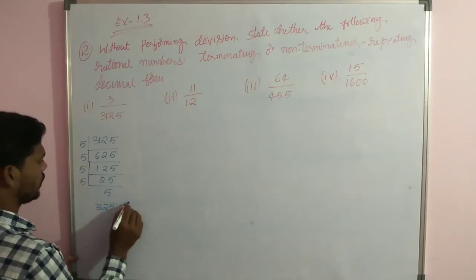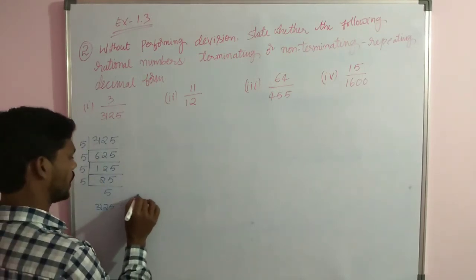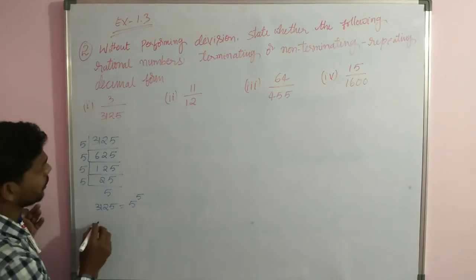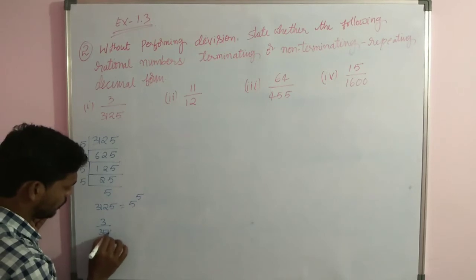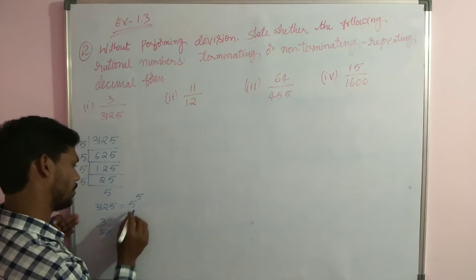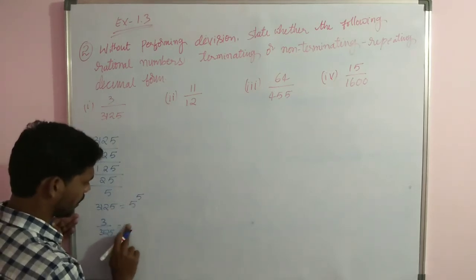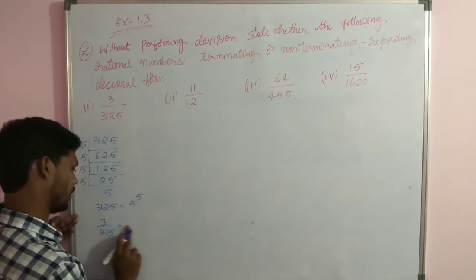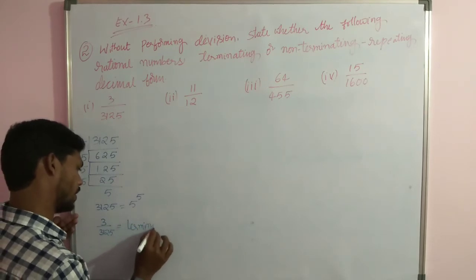3125 is nothing but 5 to the power of 5. So the given rational number, that is 3 by 3125, is in the form of 5 to the power of m, so it is a terminating decimal.